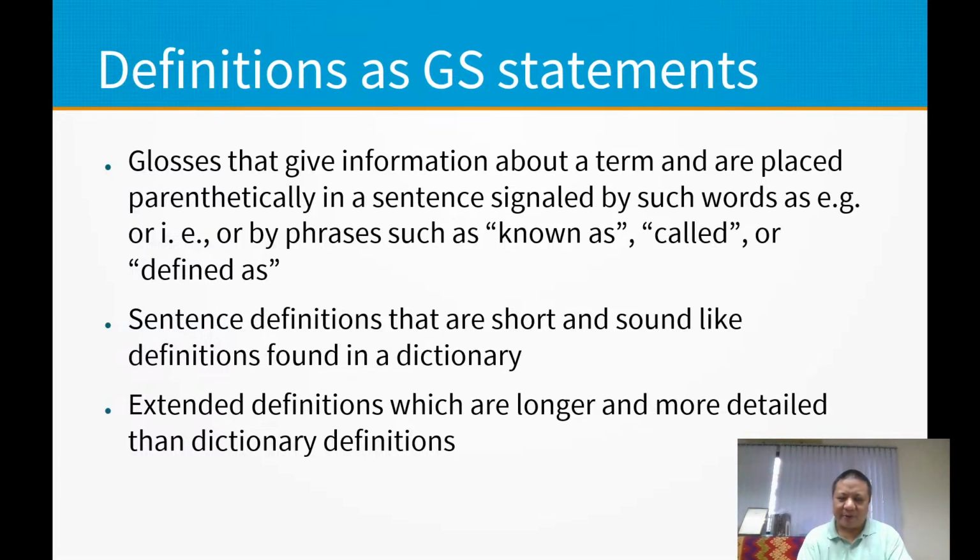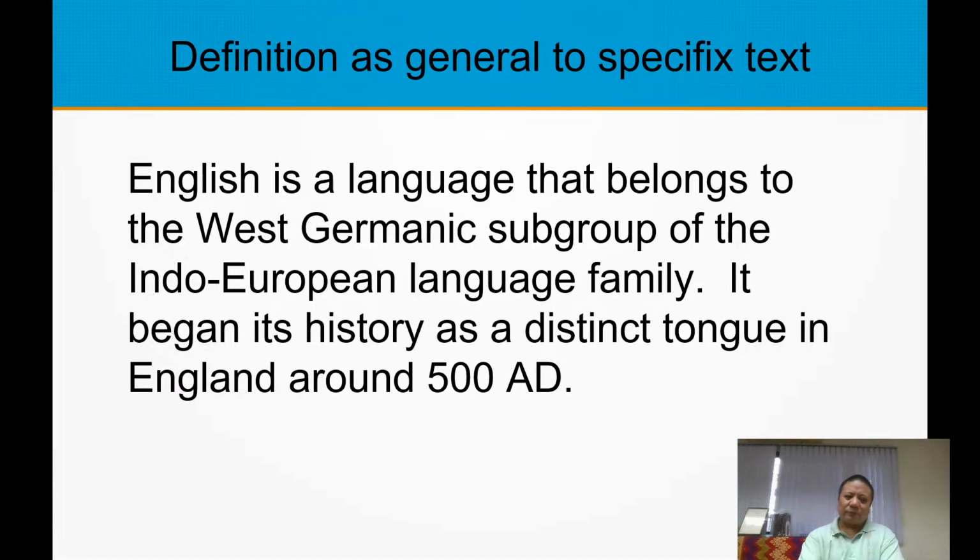We'll have some examples. So, a definition can serve as a general to specific text. English is a language that belongs to the West Germanic subgroup of the Indo European language family. It began its history as a distinct tongue in England around 500 AD. So here you're using a definition as the first or second sentence in a general to specific text.